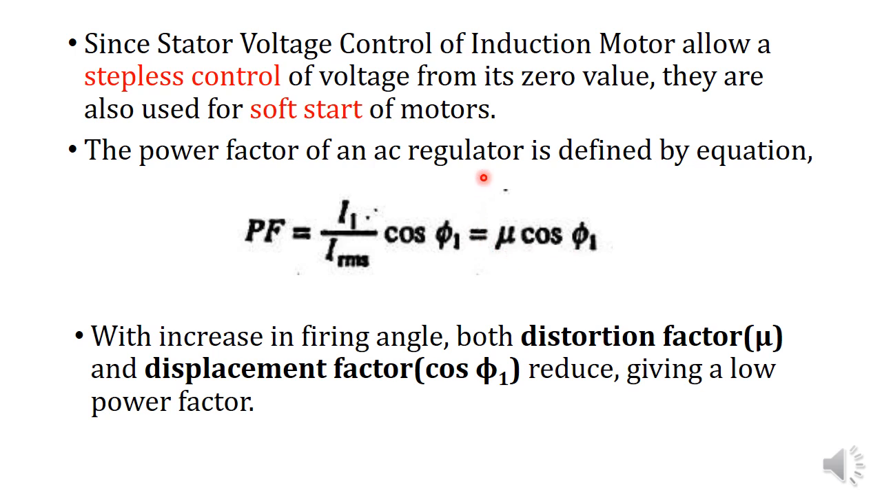As you know, the speed of an induction motor is controlled by controlling the firing angle of the AC voltage controller. So, when you increase the firing angle, as a result, both distortion factor and displacement factor will reduce. In effect, the power factor will reduce. So, as a conclusion, we can say that if the speed of an induction motor is controlled using an AC voltage controller, then its power factor will be very poor.